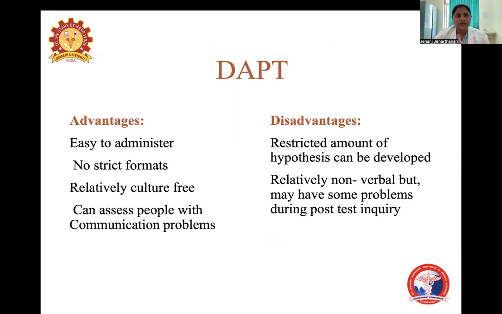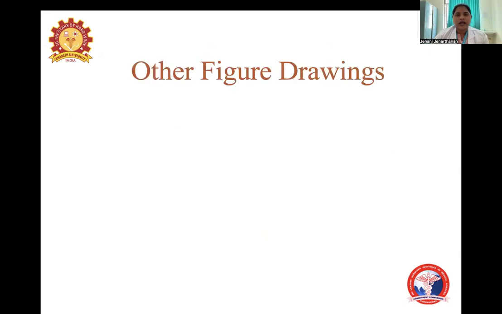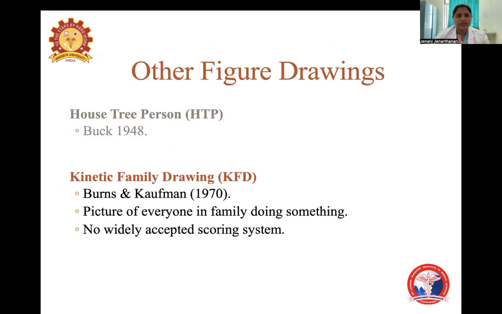The advantages are that it is easy to administer, has no strict format, is relatively culture free, and can assist people with communication problems. The disadvantages are that a restricted number of hypotheses can be developed, and it is relatively non-verbal but may have some problems during the post-test inquiry. Other figure drawing tests are the House-Tree-Person test by Buck in 1948 and the Kinetic Family Drawing test by Burns and Kaufman, a picture of everyone in the family doing something, with no widely accepted scoring system.